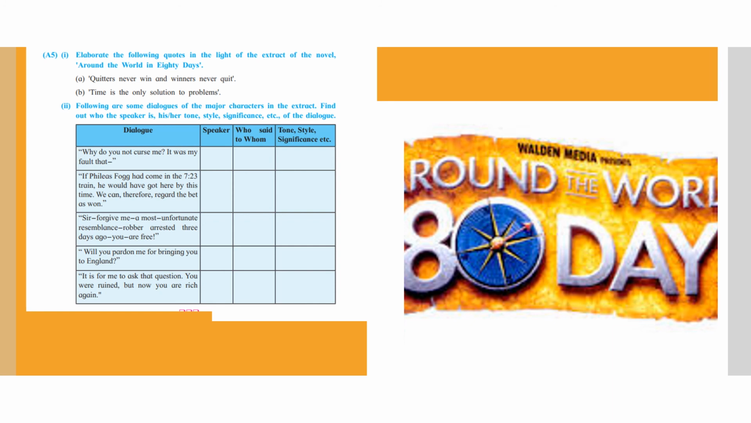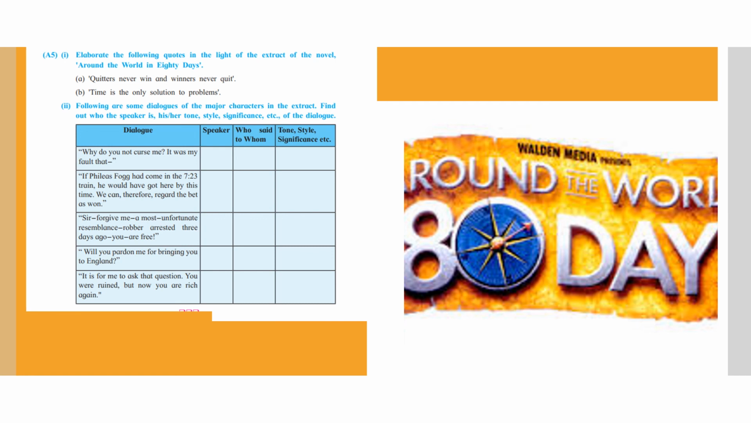Second one, the quote: time is the only solution to problems. It can be explained as time is the most important feature of the novel. It illustrates repeatedly that time is fickle and so it either works for or against them. However, in the end, Fogg wins his bet as he gains a day while crossing the international date line. Therefore, the quote, time is the only solution to the problem, is applicable exactly to the situation in the extract.